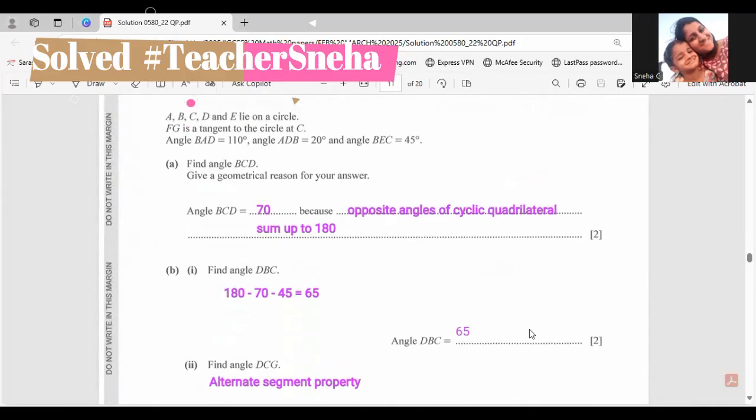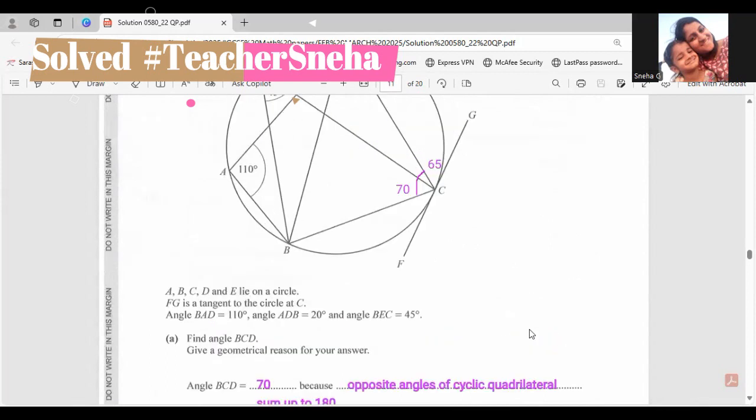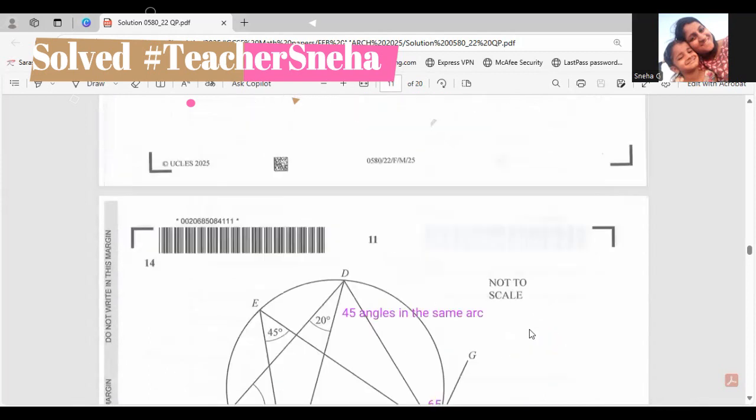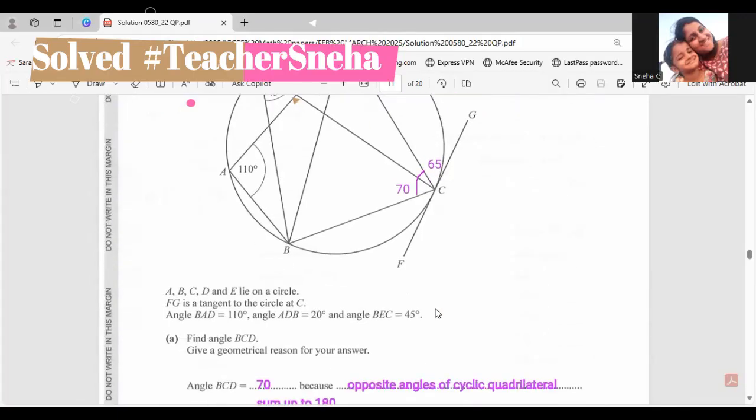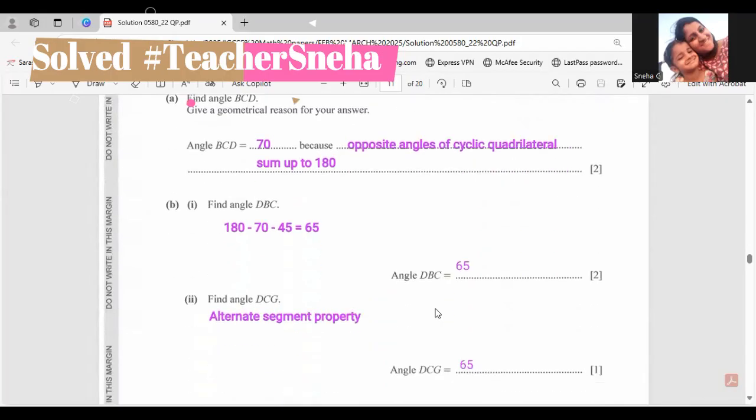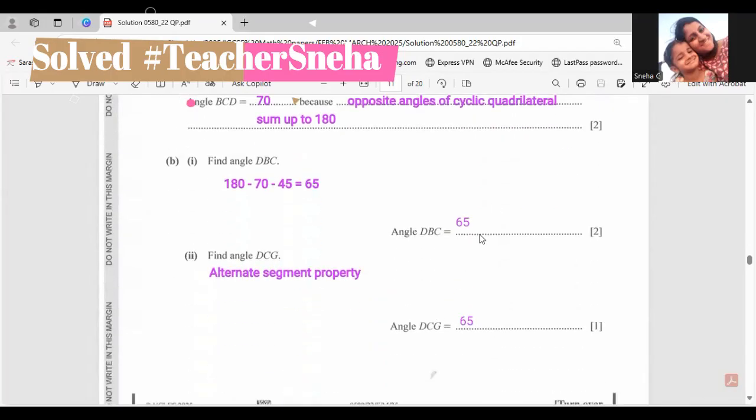Then the next angle that you have to work out is angle DCG, which is this angle DCG. And to work out this angle here, we use the property of alternate segment. And using the property of alternate segment, if DBC was 65 degrees, the DCG angle is also 65.